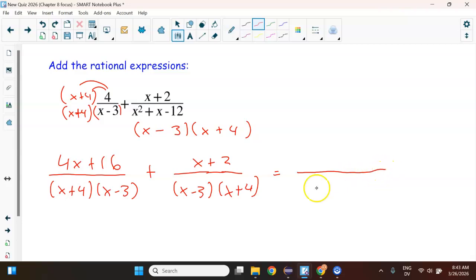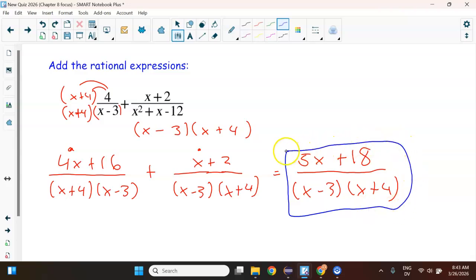So at this point, you just keep the denominator. And then up top, your numerator, combine any like terms. So we have a 4x and an x, so that's going to be 5x. And then a 16 and a 2 is 18. And we should see if this cleans up at all, but it looks like there's no way to really factor the top, so it doesn't clean up at all. And that's our final answer.